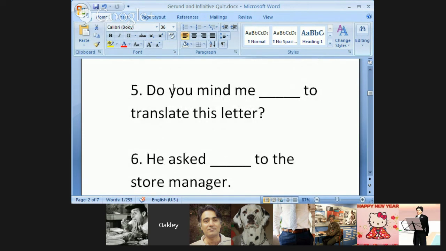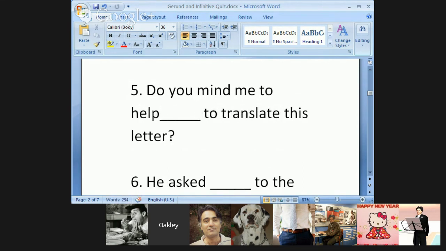Okay, Max, try number 5. Do you mind me to help to translate this letter? Really? I don't know. You mind me to help? No, you've got a good verb here. Help. That's great, but do you really want to use an infinitive? Do you mind me helping to translate this letter?